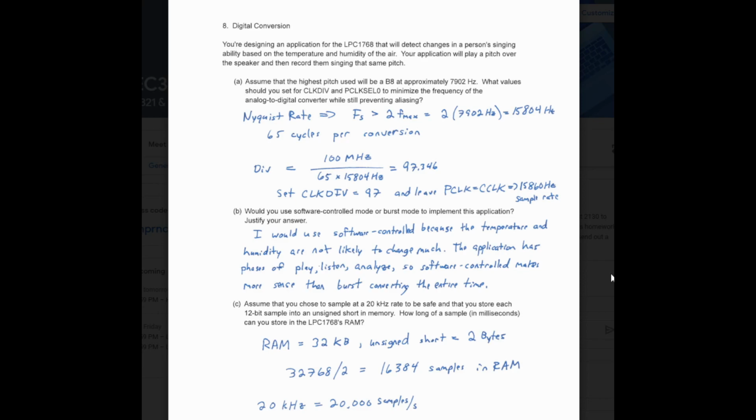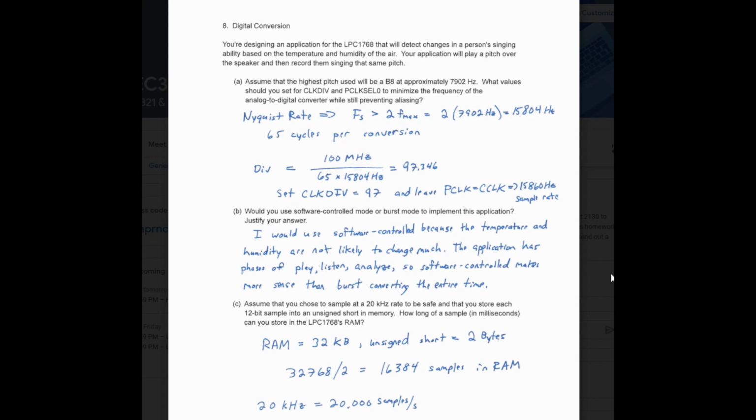We'll have to fix this in the notes, that this should be 1 less than what it is set to, because of clock div needing to be added by 1. But for now, let's just use what's here. So we have a 100 megahertz clock by default. We take 65 cycles per conversion, and those can happen at a minimum of 15804 hertz. So 65 cycles at 15804 hertz.